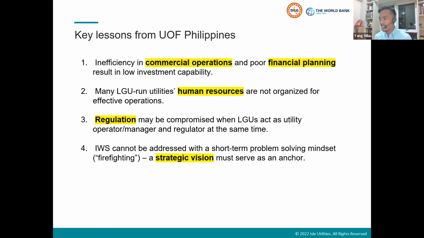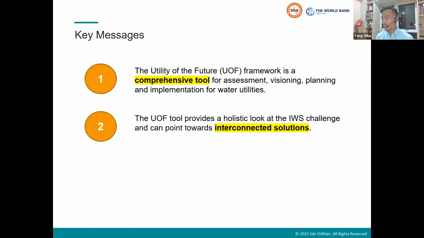What you can see here is I've noted that many of the issues and factors contributing to intermittent water supply are commercial, financial, human resources, regulation, and organizational strategy. We should look at our technical solutions in this larger context so that we can develop interconnected solutions. And I believe that the UOF tool is powerful in that it provides us a holistic tool for understanding the complexity of the IWS challenges, and therefore we can develop more targeted solutions.